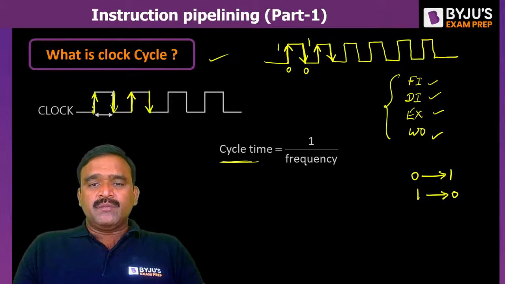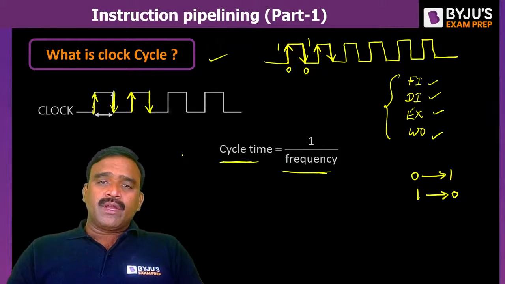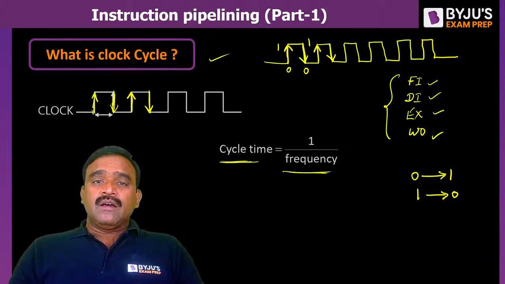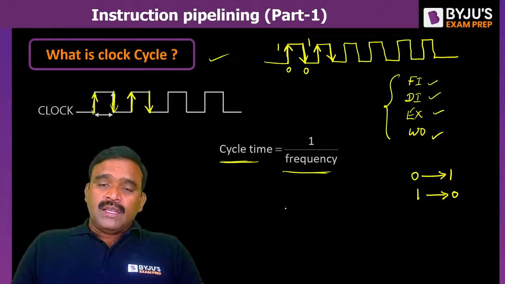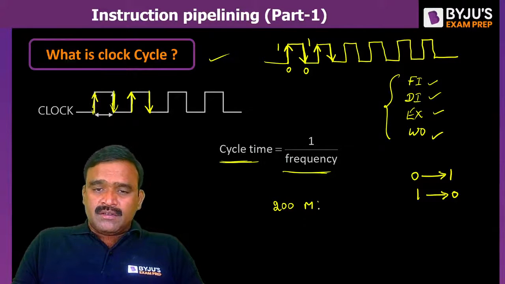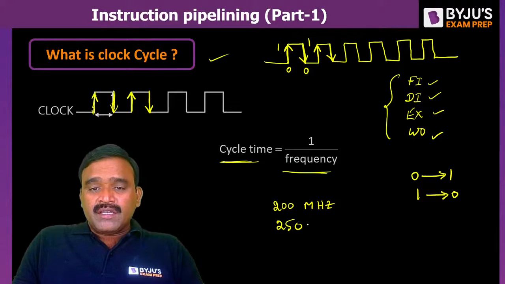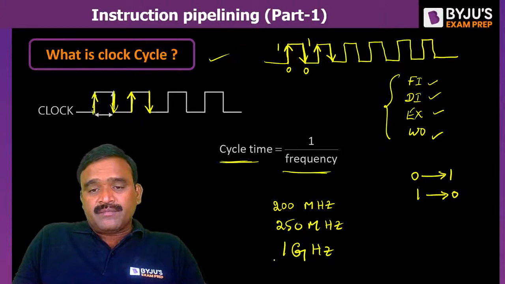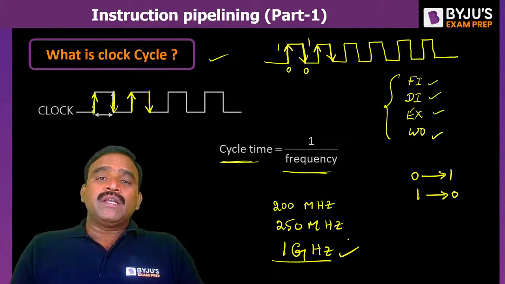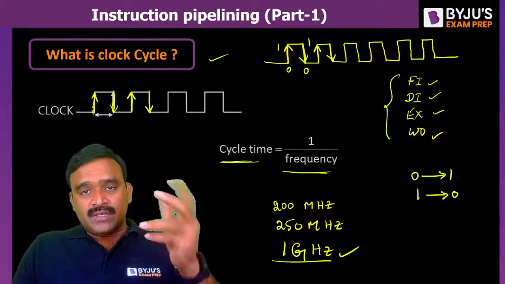So if you want to know what is the cycle time, cycle time depends upon the frequency of the processor. When you buy a computer, in the configuration you will find the processor frequency. If it is a slow processor, you may have like 200 megahertz of frequency, and some processors may have 250 megahertz, and some processors may have 1 gigahertz of clock frequency like this.